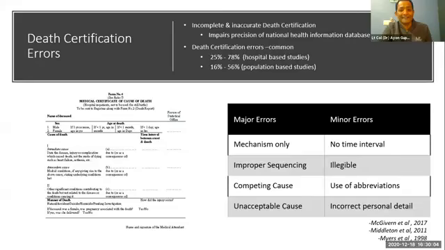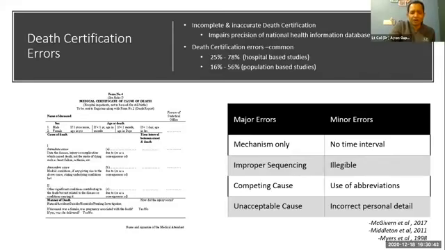And just a quick literature review. Now, this is the medical certificate of cause of death, which is used in India. Form 4 for institutional deaths. Form 4A is what is used for non-institutional deaths. But anyway, incomplete and inaccurate death certification impairs the precision of a national health information database, and they are quite common. If you see a review of literature, in hospital-based studies, we have seen about 25% to 78% and 16% to 56% in population-based studies. I think that is unacceptably high, and it is across all countries. Worldwide, this is the thing.